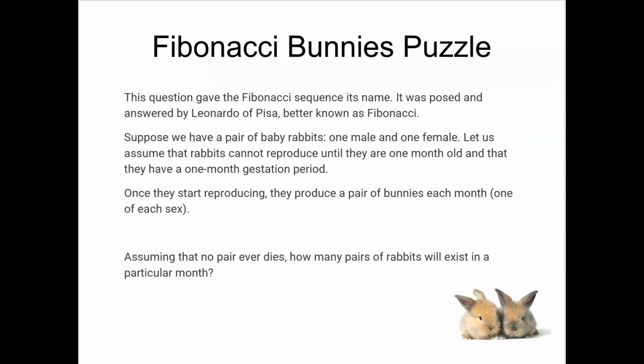So there's this very famous puzzle called the Fibonacci Bunnies puzzle, and it goes like this. Suppose we have a pair of baby rabbits, one male, one female. Rabbits cannot reproduce until they are 1 month old, and then after that, they have a 1 month gestation period. So once they start reproducing, they produce a pair of bunnies each month, one of each sex. Assuming that no pair ever dies, how many pairs of bunnies will exist in a particular month?